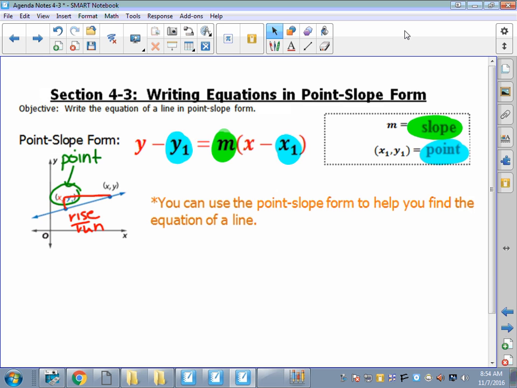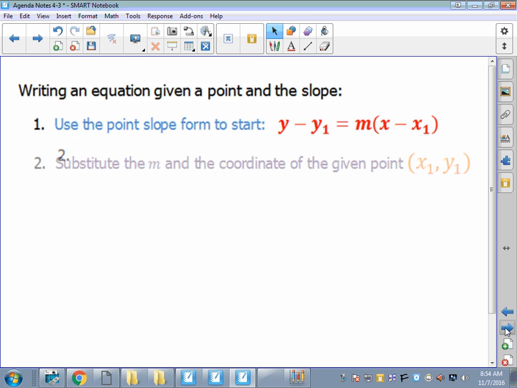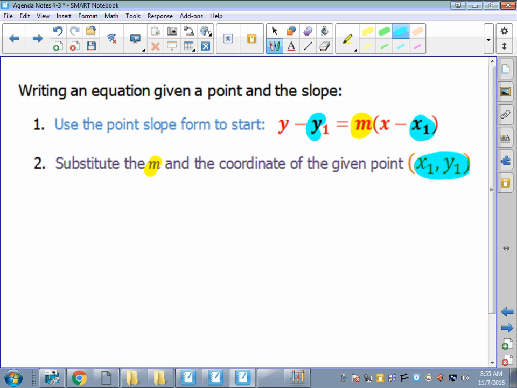So let's talk about writing equations given a point and the slope. This is about as simple as we can get. I think it's even easier than slope-intercept. Use the point slope form to start. y minus y1 equals m, and then x minus x1. And then you're going to substitute in your m and the coordinate of any given point. So m goes in there. Make sure you keep the parentheses, your x1, y1, and again, make yourself a little note. Watch the signs. And I'll talk about this when we do an example or two.